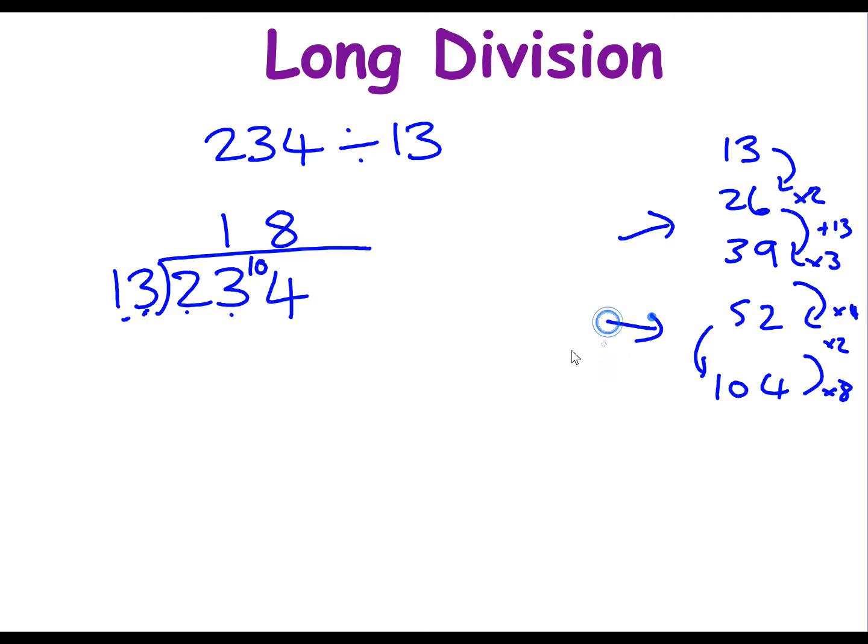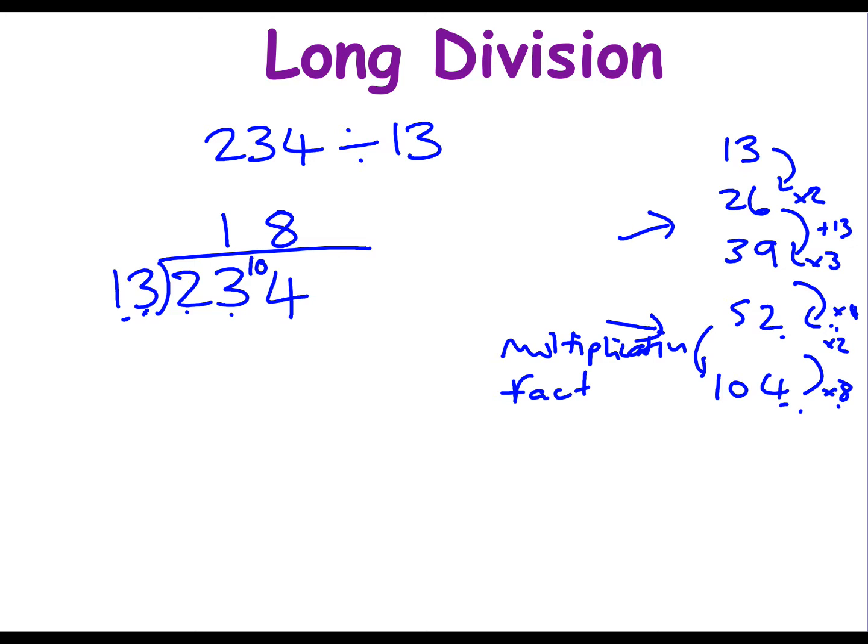And this is using the multiplication facts that we used in the first lesson. So if I know that 4 lots of 13 is 52, then I know that 8 lots of 13 must be 104, because if I multiply each of those by 2, it gives me these two.